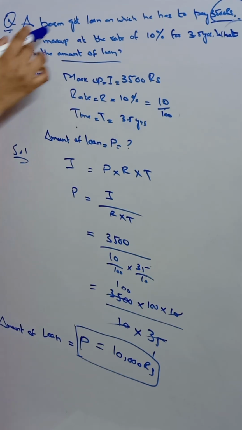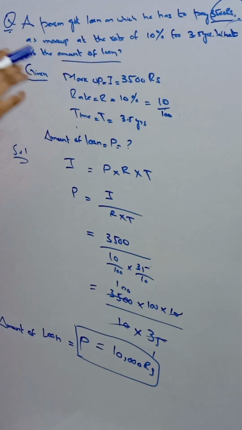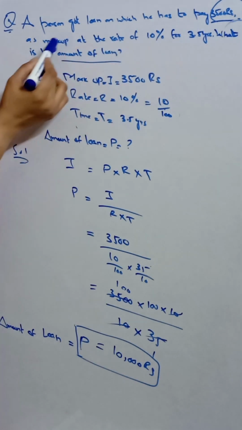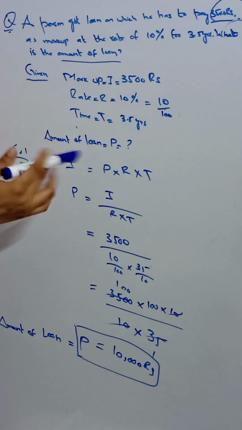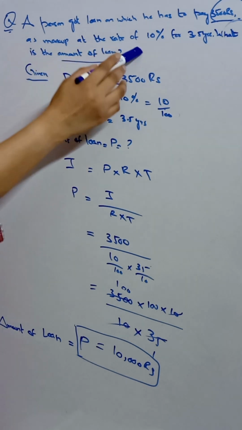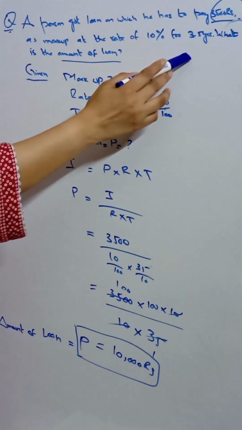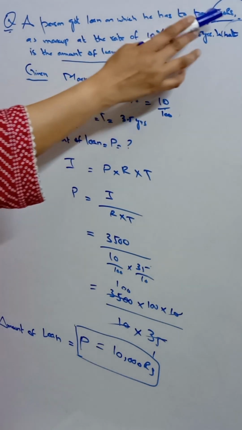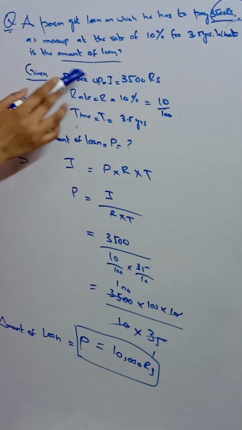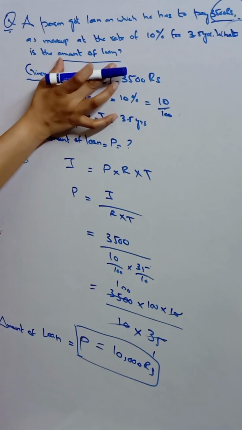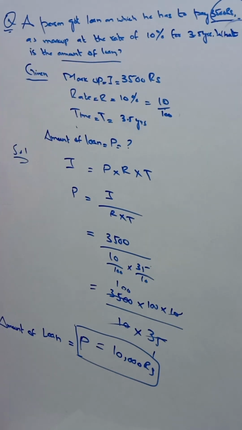Alright, he has to pay a loan on which he has to pay 3,500 rupees as markup. Markup means interest. He has to pay 3,500 as markup, at the rate of 10% for 3.5 years. They have given you time, rate and markup. But what is the amount of loan? What is the actual amount on which he has to pay? So we have to find the amount of loan. In other words, we have to find the actual amount, the principal amount.